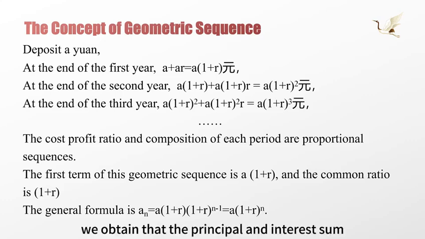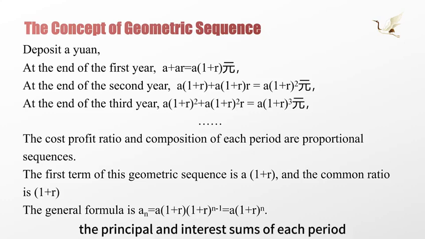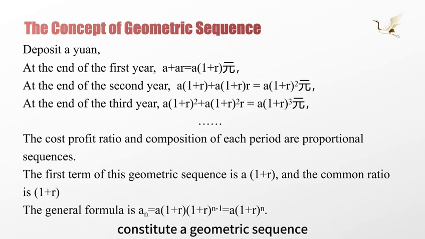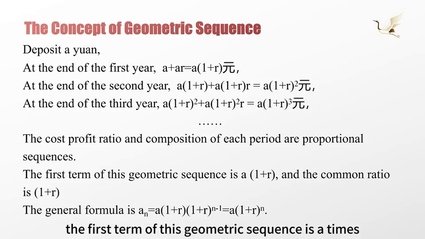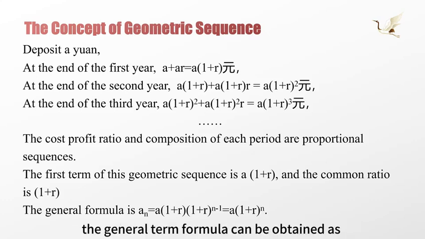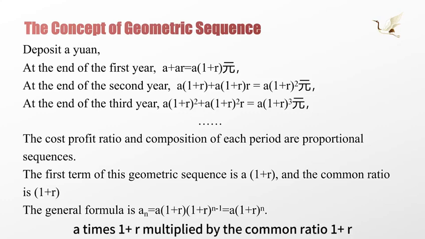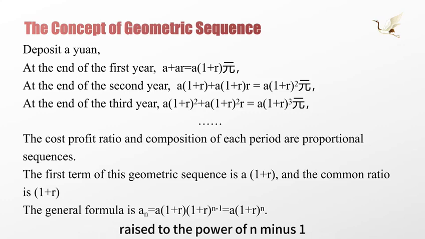By rearranging, we obtain that the principal and interest sum at the end of the second period is a times (1 plus r) squared. By analogy, we obtain the principal and interest sums at the end of the third and fourth periods. Through observation, we find that the principal and interest sums of each period constitute a geometric sequence. The first term of this geometric sequence is a times (1 plus r), and the common ratio is (1 plus r). The general term formula is a_n equals the first term a times (1 plus r) multiplied by the common ratio (1 plus r) raised to the power of n minus 1, which after rearrangement is a times (1 plus r) to the power of n.